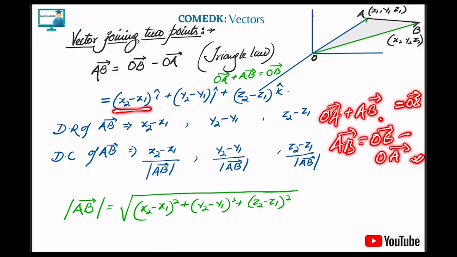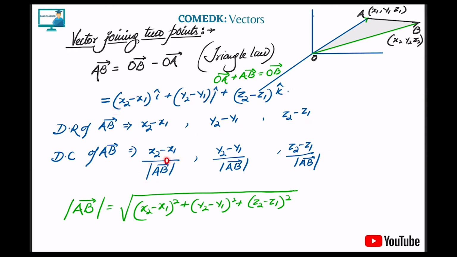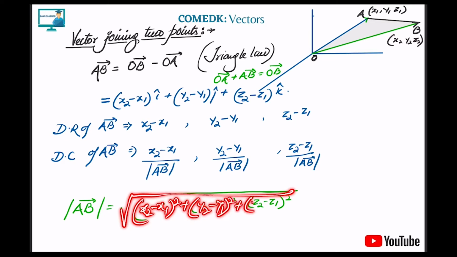So position vector of B minus position vector of A is x2 minus x1 i plus y2 minus y1 j plus z2 minus z1 k. So direction ratios will be these only, and the direction cosines, just divide by the magnitude of AB vector. Clear? And what is AB vector magnitude? It is root under of x2 minus x1 whole square plus y2 minus y1 whole square plus z2 minus z1 whole square. That's it. Nothing more than that.